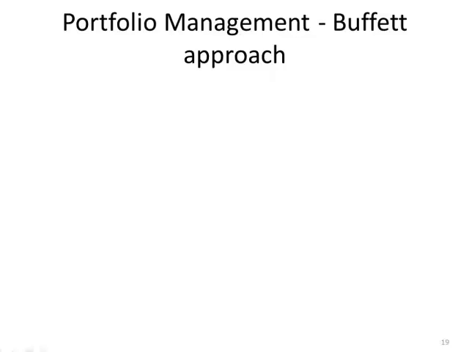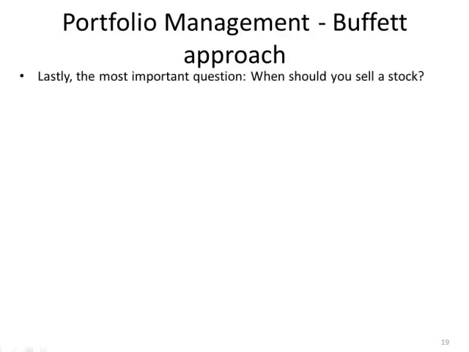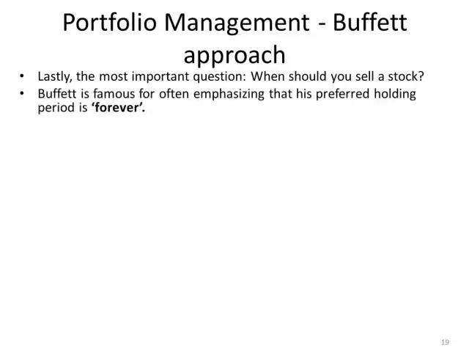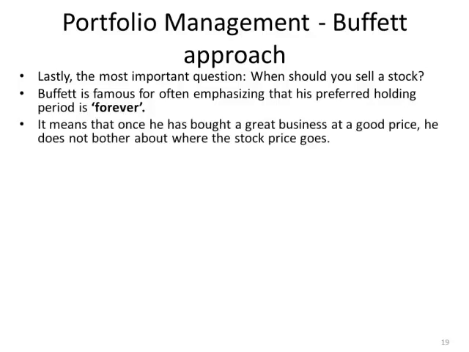Portfolio management, Buffett approach. So lastly, the most important question, when should you sell a stock? We saw this with Graham already, who advocated selling a stock when the price reaches its intrinsic value. Buffett takes a slightly different approach, and he is famous for often emphasizing that his preferred holding period is forever. So this means that he really doesn't have any intention of selling the stock at all. And it means that once he has bought a great business at a good price, he does not bother about where the stock price goes.